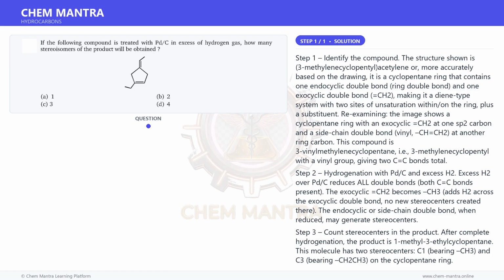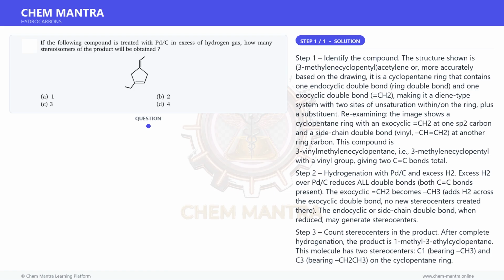Step 4. Count stereoisomers. Two stereocenters in a cyclic system can give a cis isomer, 1R,3R isomer and 1S,3S isomer. The cis isomer 1R,3S, 1S,3R is meso-like or simply one diastereomer, and the trans pair 1R,3R and 1S,3S are enantiomers.